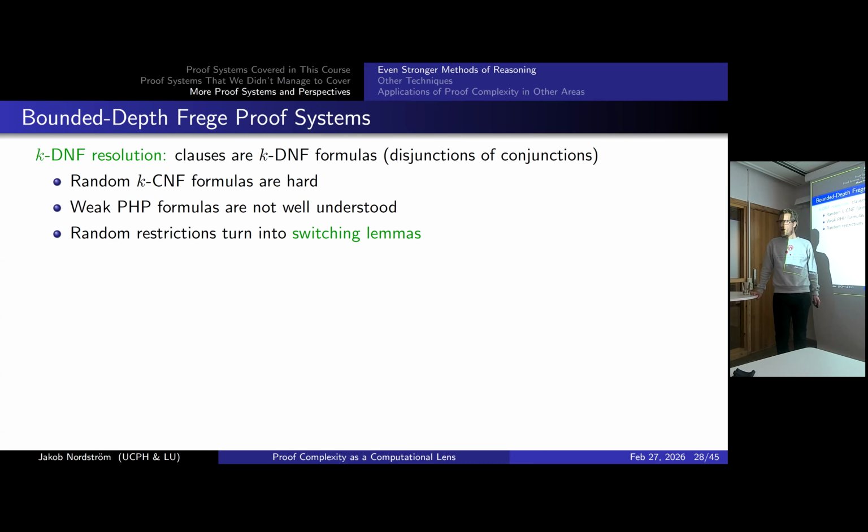We know that random KCNF formulas are hard for KDNF resolution. This is where the Ks are different. The KDNF resolution K and the random KCNF formula K are different, or should be fixed maybe. This is already a highly non-trivial result, which could be fun to go over.